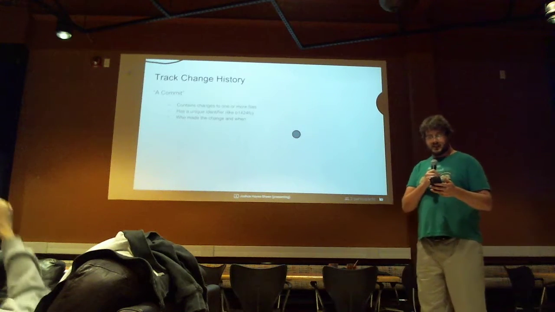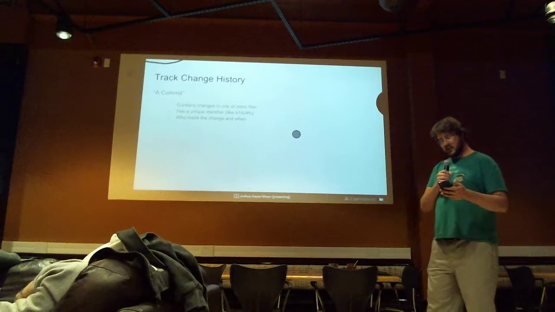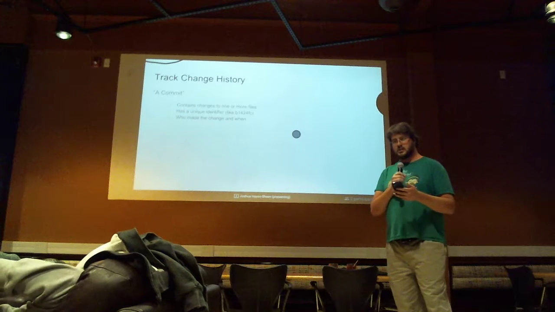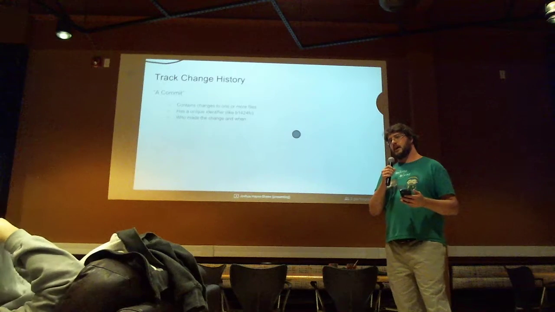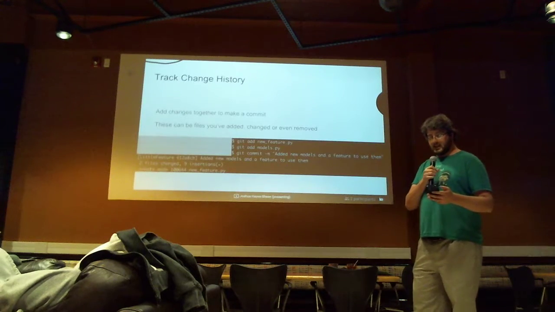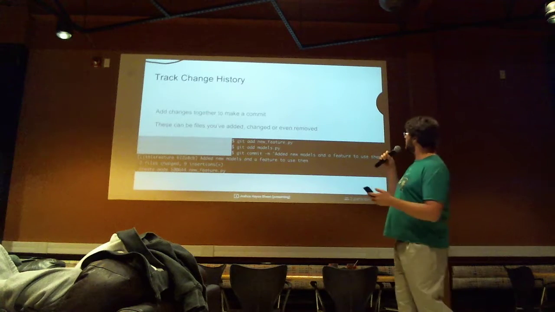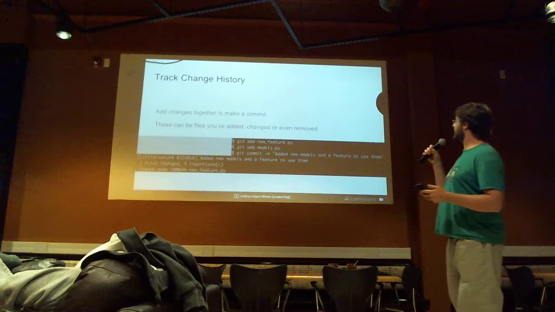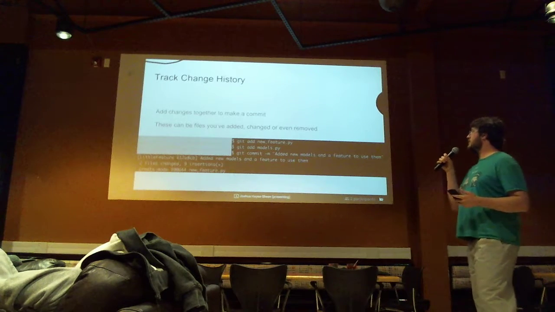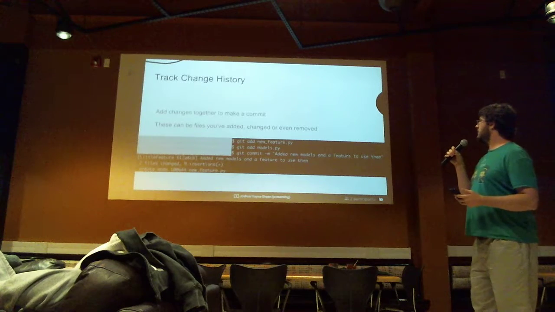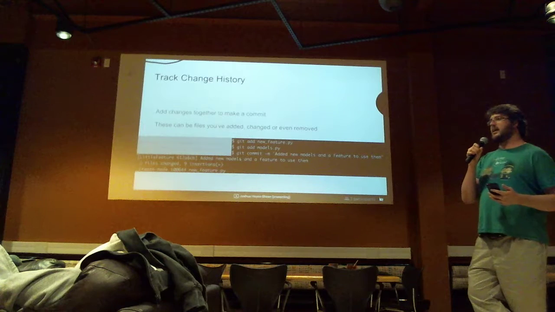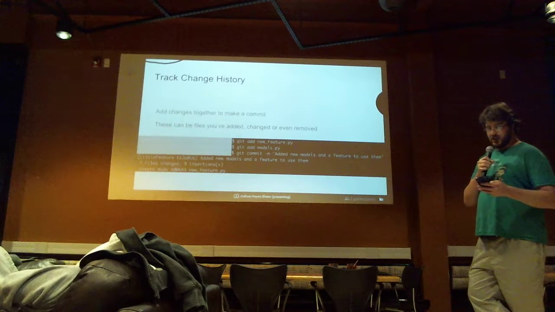So a commit is a set of changes to one or more files. It has a unique identifier, usually in the form of a hash, and it includes a little bit of data about who made that commit and when. You can take a bunch of changes that you've made and add them together to make a commit. Here's an example: if you've added a new file, for example, that new feature.py, you can add that and it'll do what's called staging it.